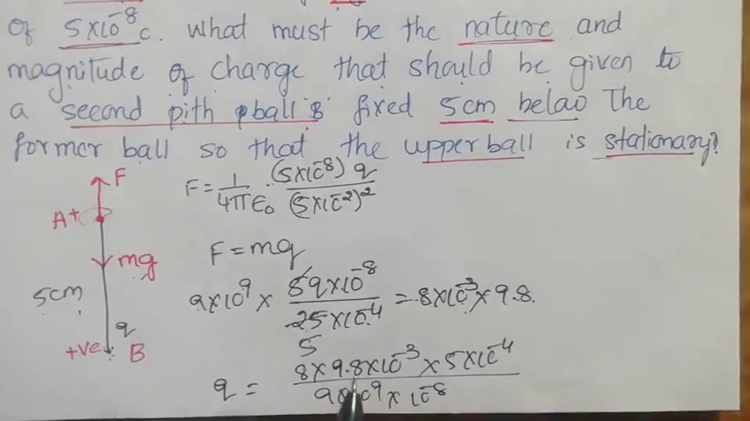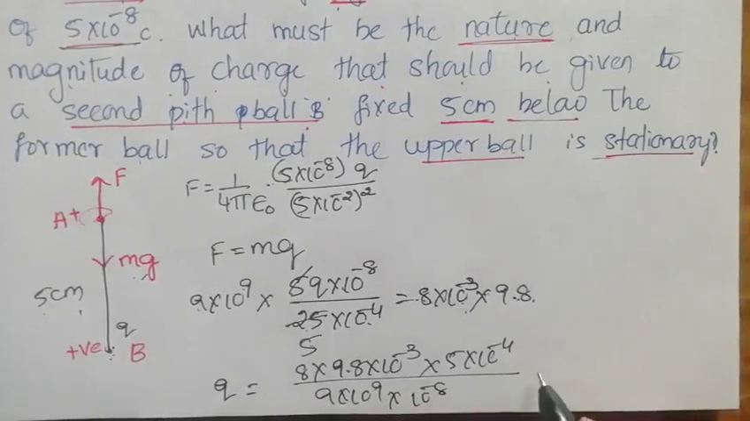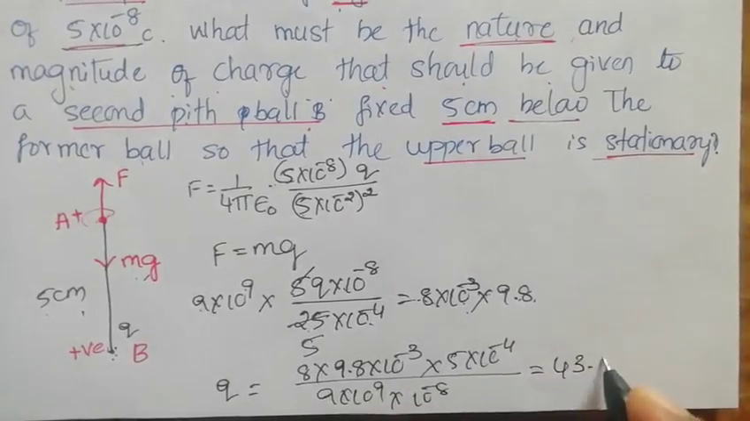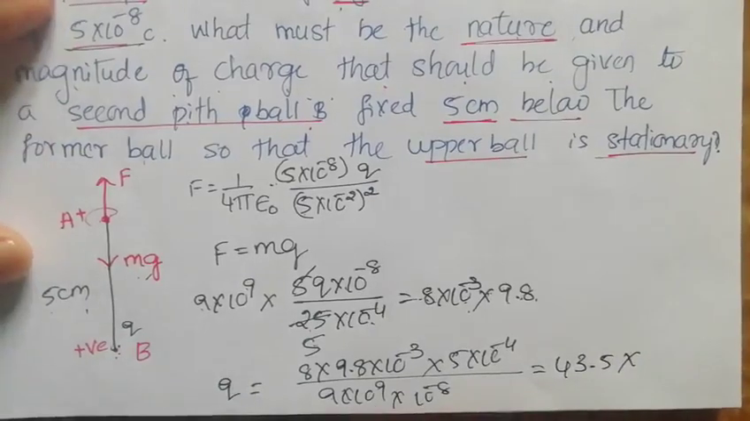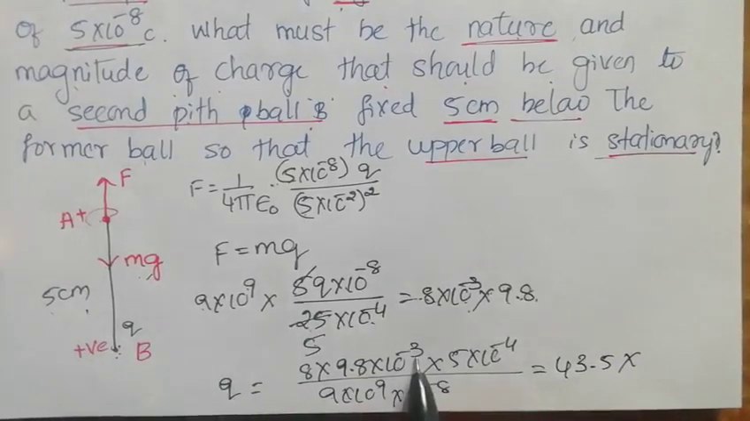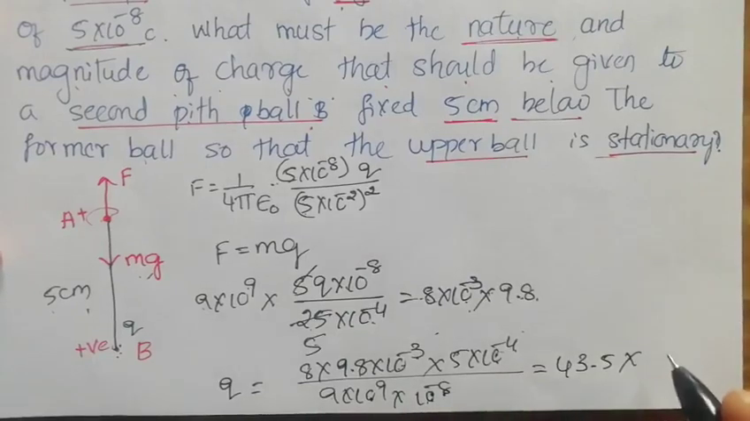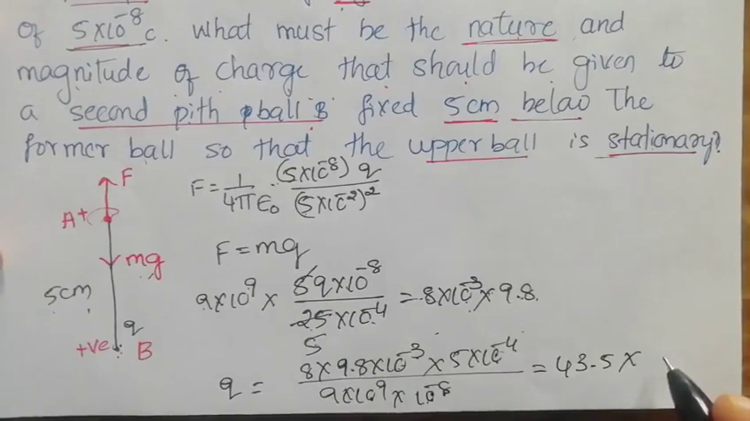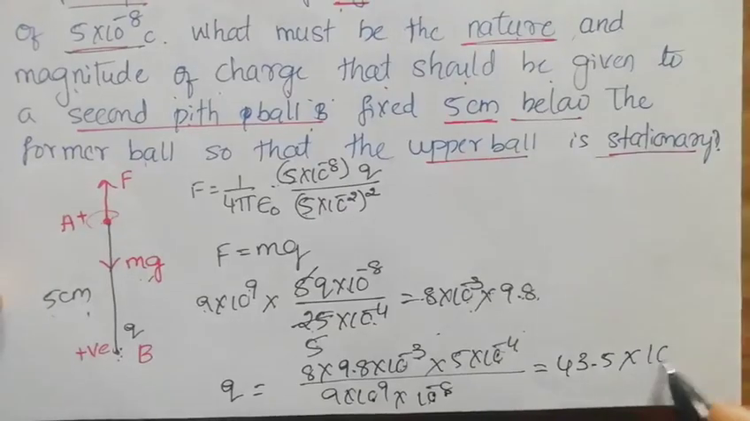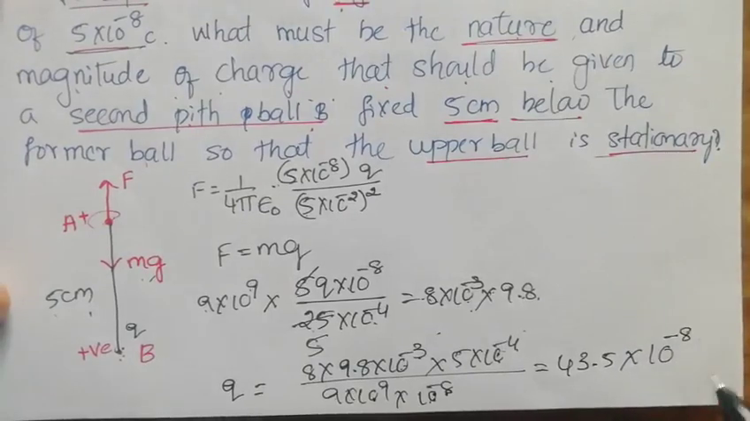The value 8 into 9.8 into 5 divided by 8 will give us 43.5. Now we need to look at the powers. It is 10 power minus 3 and 10 power minus 4, so it will become 10 power minus 7, and here minus 8. It will cancel, remaining 10 power minus 1. Here 10 power minus 9 plus 9 is there. So 10 power plus 9 minus 1 becomes 10 power 8, and this 10 power 8 will come to the numerator. So we'll write into 10 power minus 8 coulomb.